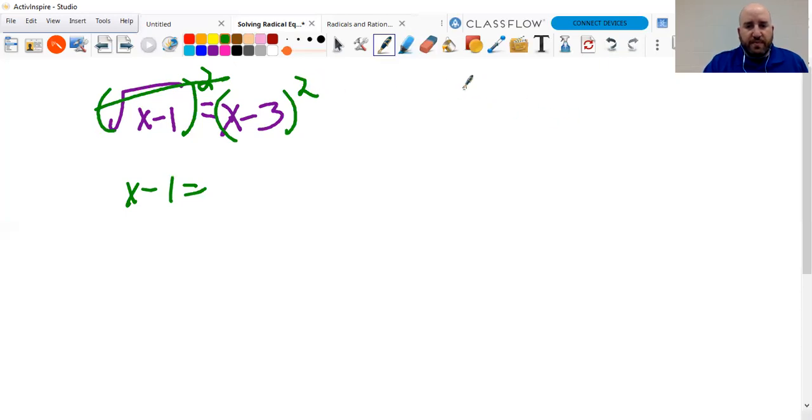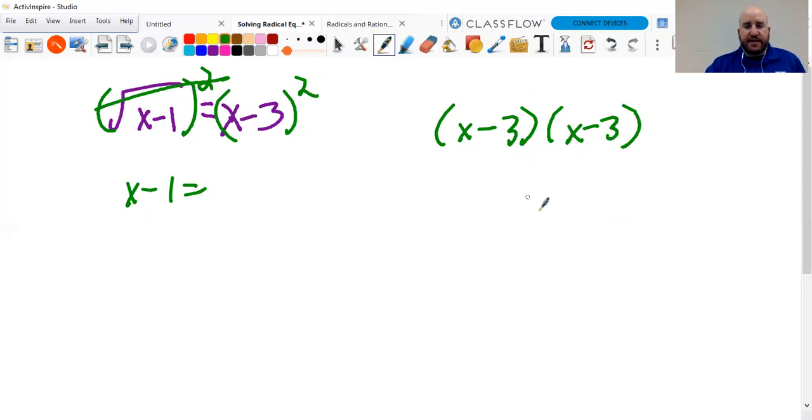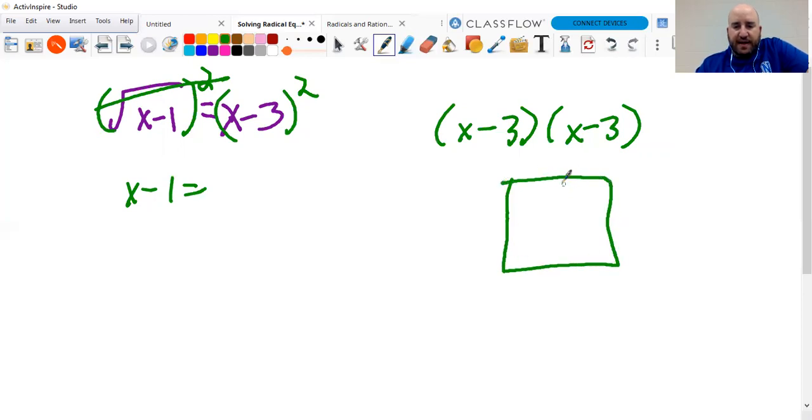Think about what it means to square something. When I'm squaring something, I got to do x minus 3 times itself: x minus 3 times x minus 3. Multiplying 2 binomials together, we know we got to do the distributive property and multiply everything. The 2 methods are the FOIL method, of course, and the box method, which is what I prefer. Again, it's like the Punnett squares y'all did in biology.